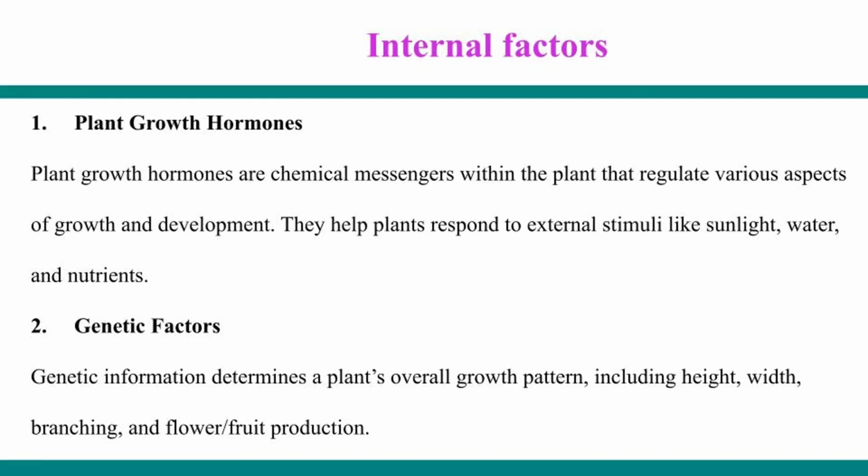So we look at the internal factors that influence growth. Definitely, plant hormones play an important role. When we talk about plant hormones, they influence the process of cell division. They also influence the process of flowering. They influence many other processes.